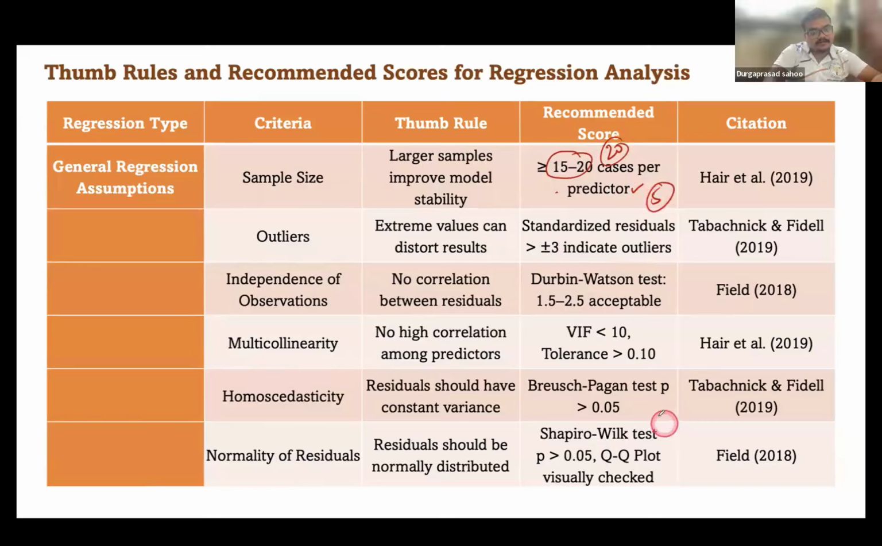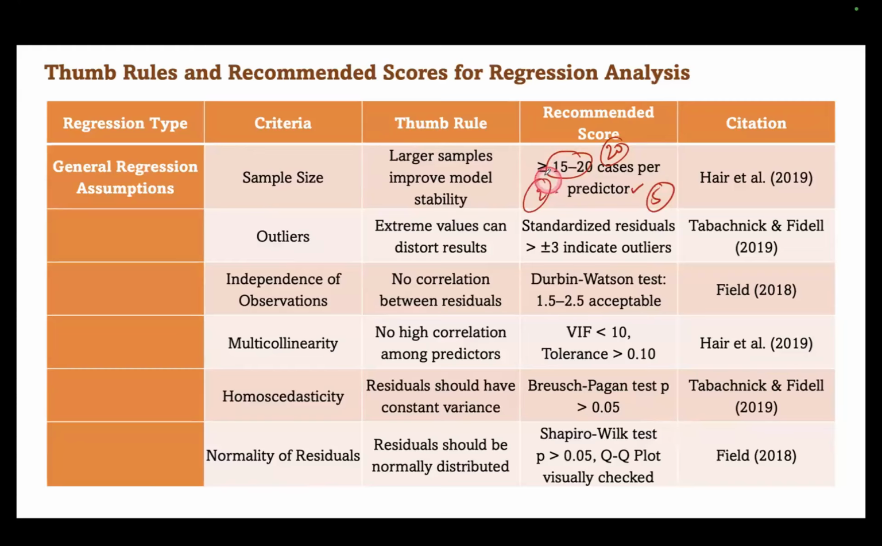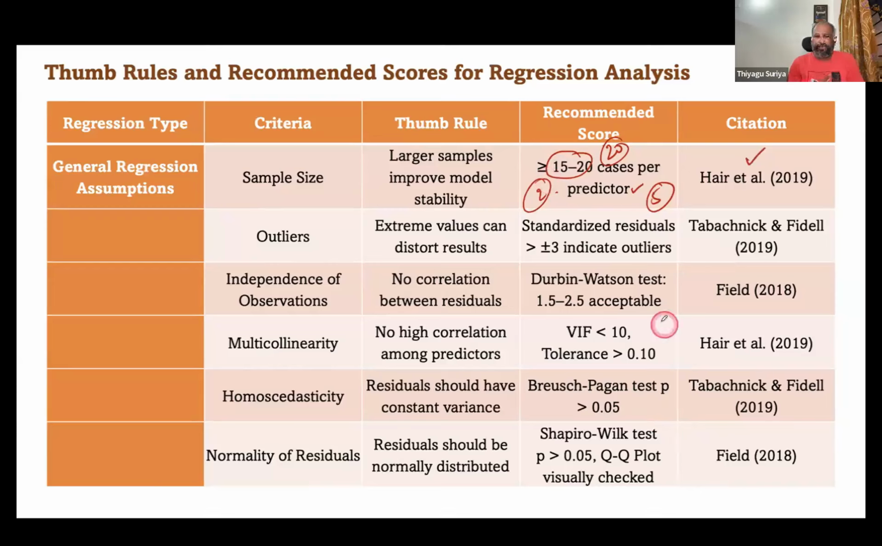Minimum 100 is needed. More than that is fine. At minimum it is needed, which is why sample size needs to be cross-checked, right? Suppose I have only 2 independent variables, then what is the minimum needed? 40. This is said by Hair et al. These are the basic assumptions you need to cross-check.